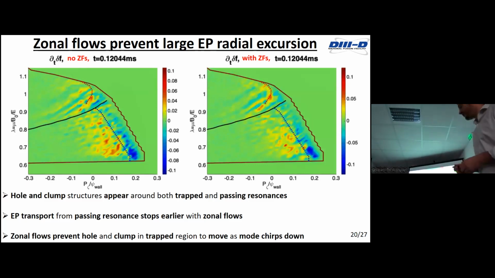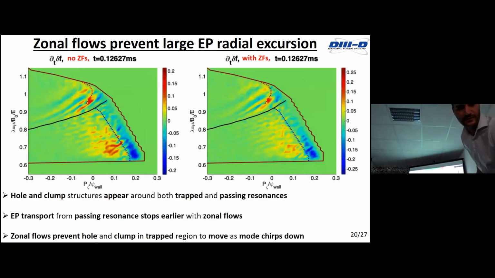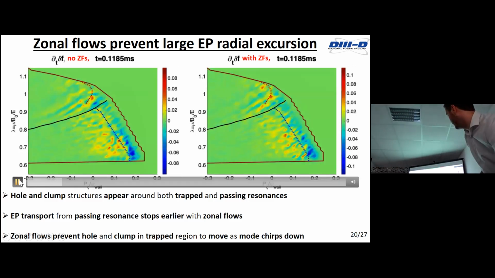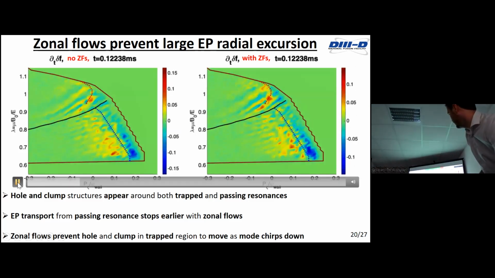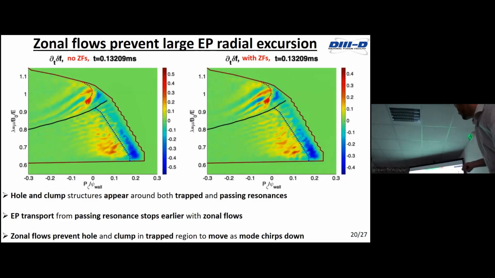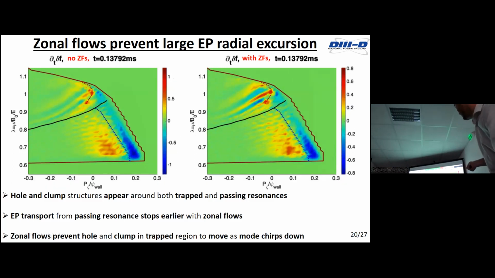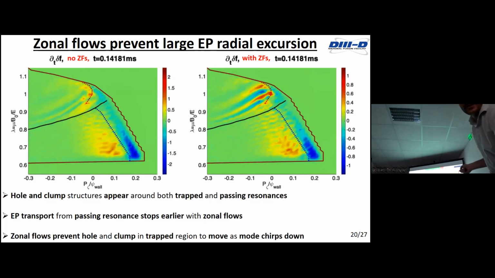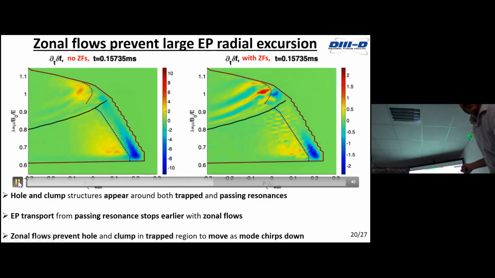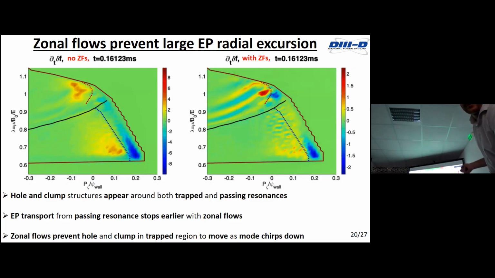So you can see that as the mode is beginning to saturate, you have a formation of islands and clumps, positive and negative across the resonance, for both the passing and the trapped resonance for the two cases. But as the simulation goes on, you're going to start seeing some differences between the case with and without zonal flow.